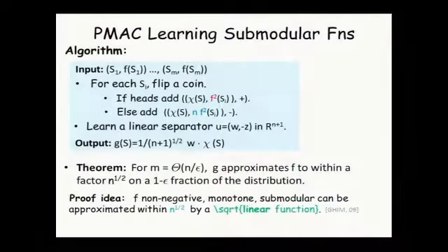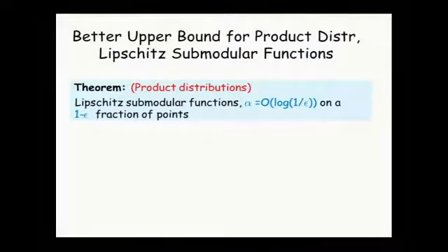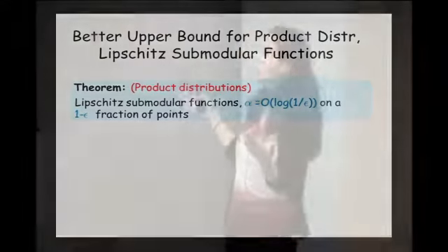All right, so basically, to summarize, this is the main result for learning submodular functions, a square root of n guarantee on the approximation factor. Now, this is in the worst case. In the case where the underlying distribution is a product distribution over the elements of the ground set, and we are trying to learn a Lipschitz submodular function, then we can get a much better learnability result. And this is based on some interesting concentration results of submodular functions.